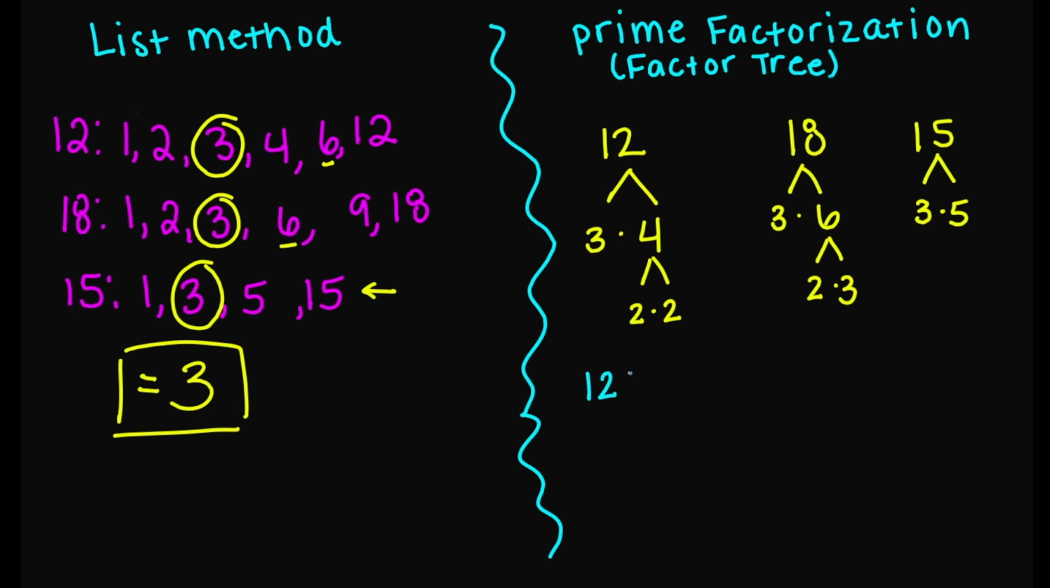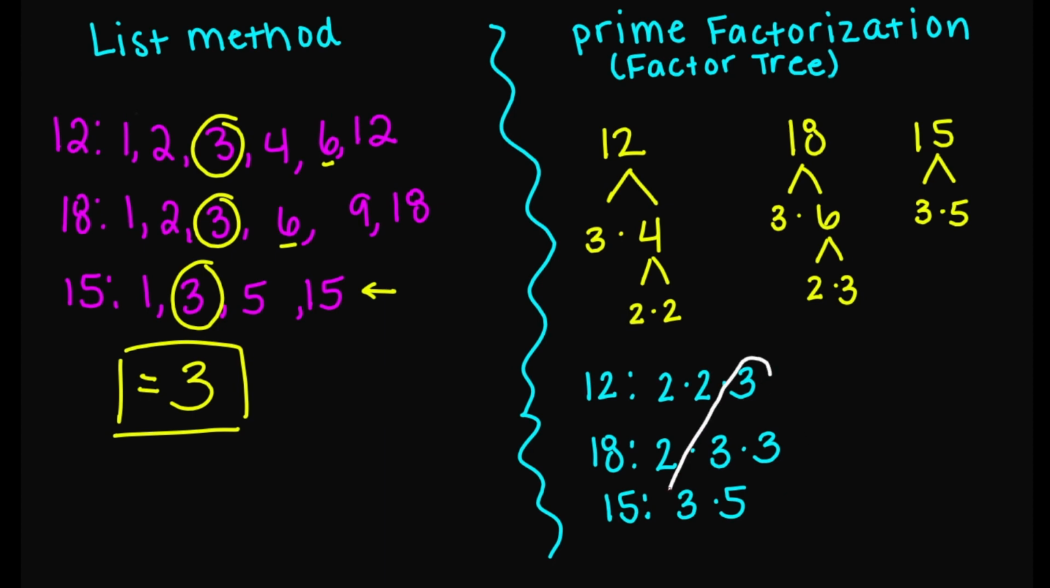We have 12, 18, and then the 15. 12, we have 2 times 2 times 3. That's going to give us 12. 18, you have 2 times 3 times 3. And then 15, you have 3 times 5. The common factor that all 3 numbers share is this 3 right here. So your GCF is also 3. All the other numbers are out of the game.